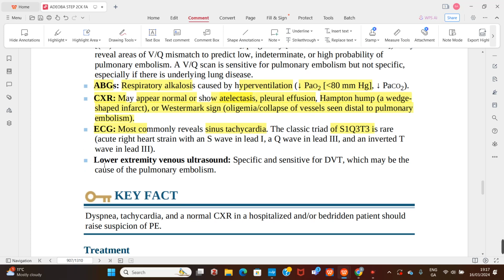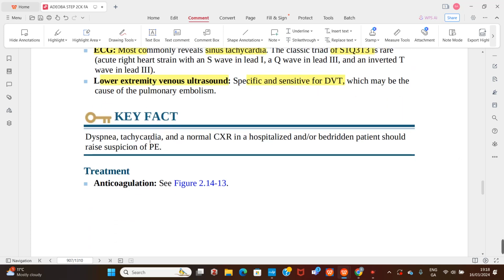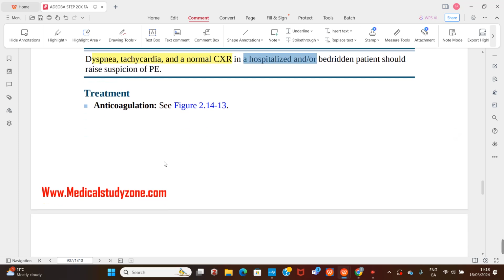Then you can also do lower extremity venous ultrasound to rule out your DVT. Might not be necessary at the end of the day. So let's go to dyspnea, tachycardia and a patient with normal chest X-ray, because we have said that in some of them you can have the X-ray to be normal. So X-ray is not really the major investigative tool, but you see sudden onset dyspnea and tachycardia in someone that has been hospitalized for a long time or bedridden for a long time, you should have a high suspicion for pulmonary embolism. So how do you treat?